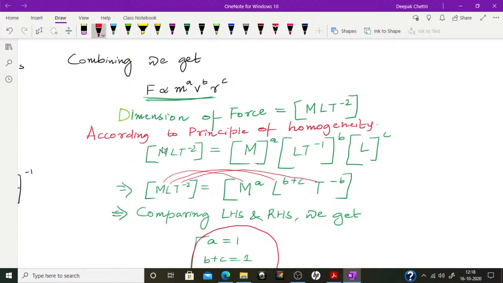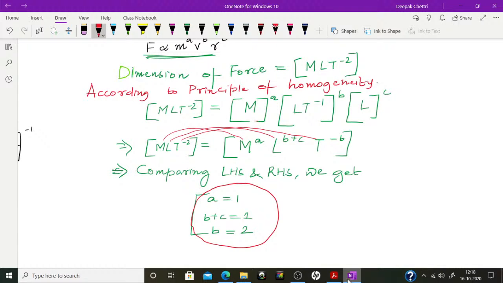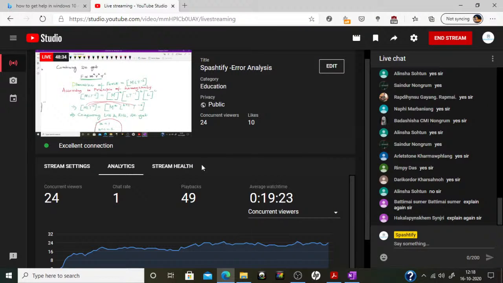Understand? And that's why, what is the power here? 1. If I don't write anything, that means it's m to the power 1. So that's why a is 1. L power here is b plus c, and power here is 1. So they must be equal. b plus c must be 1. Here it's t minus b, here is t minus 2. So b must be 2. Only then it will be correct. a must be 1, b plus c must be 1, b must be 2. Only then they will be equal. Yes or no? That is what I have written here. Is it still unclear?